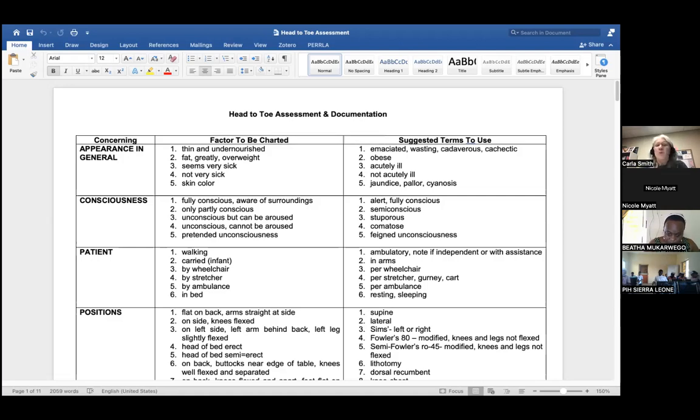Okay. We want to talk about, again, and this relates to our lady who just talked to us about the emergency room, how did they arrive? Were they walking? Are they ambulatory? Are they ambulatory independently or with assistance? Were they carried in somebody's arms, such as a child? Did they arrive on a wheelchair or a stretcher or an ambulance? If they're lying in a stretcher or an ambulance, are they resting? Are they sleeping? How did they arrive to you?